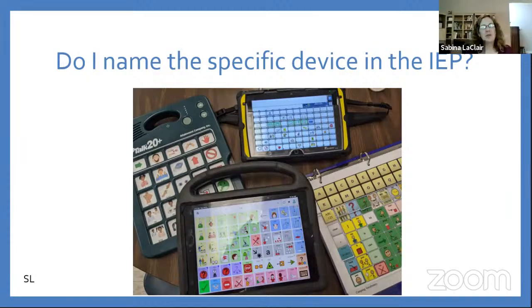So another related question is, my student is utilizing a specific device during the school day. Should you name that device? Because there are times when you may switch from being their SLP and they may switch to another SLP, so everyone needs to know. Do we need to list that device? And if I do name the device, is my district obligated to provide that specific device?